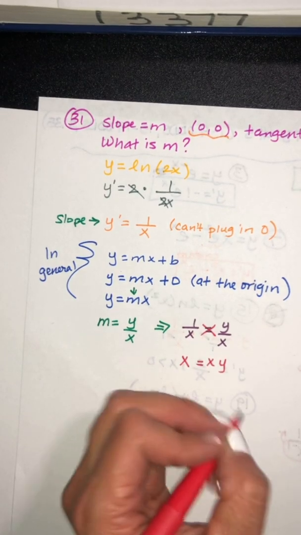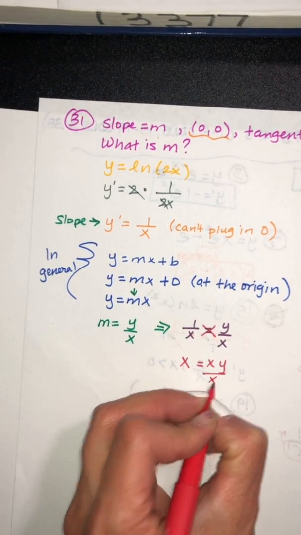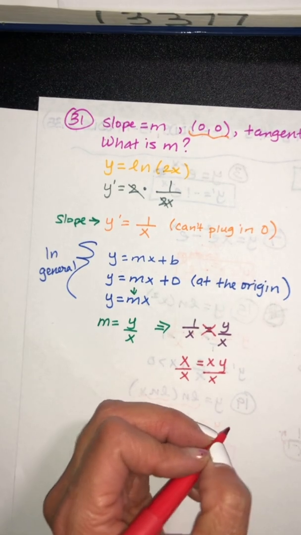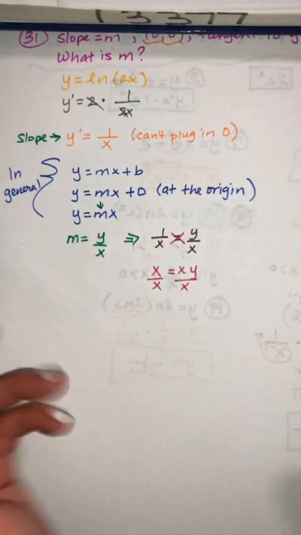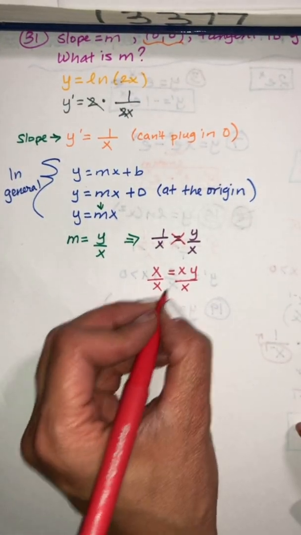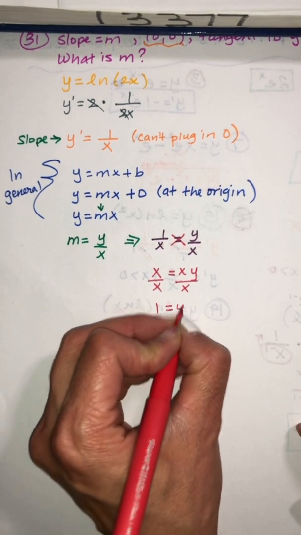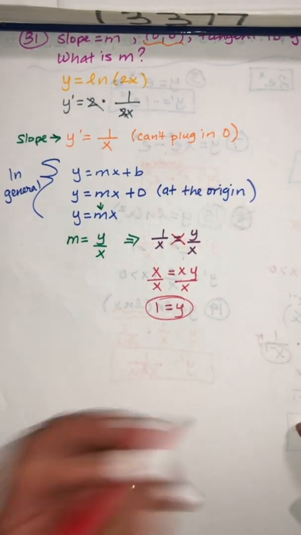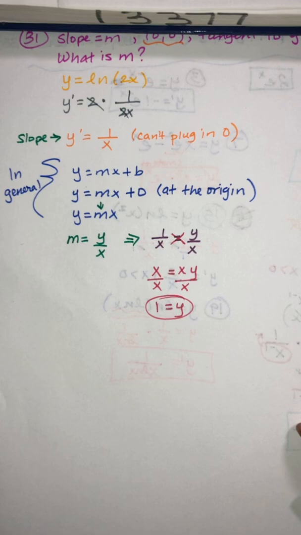And then if I solve for y, I'd have to divide both sides by x. I don't normally show that step, but I want to this time because x divided by itself is a 1. So I know that y is going to equal 1.